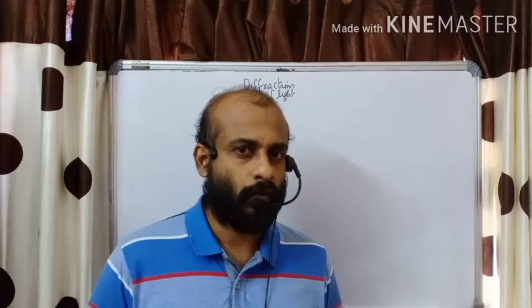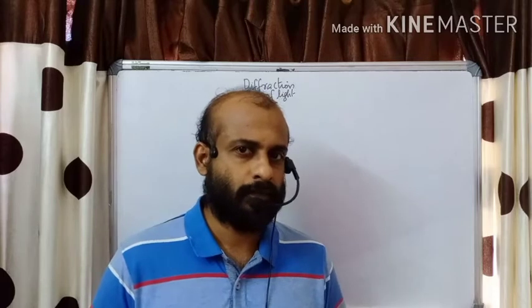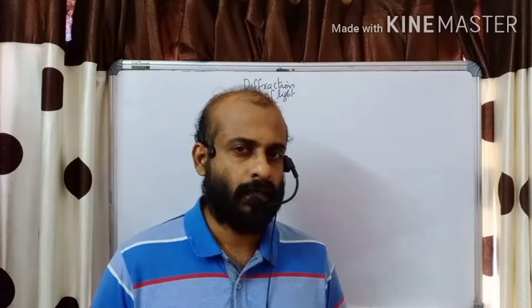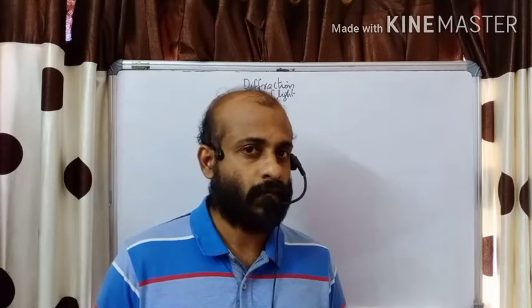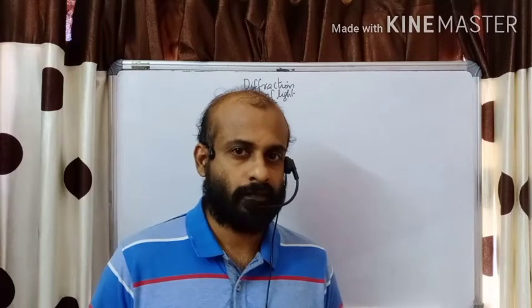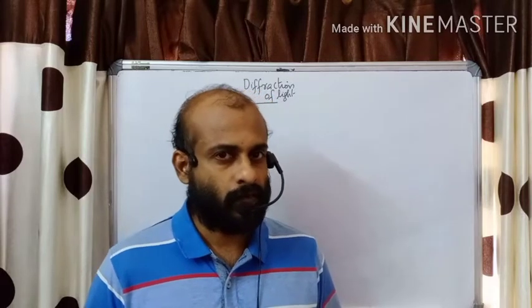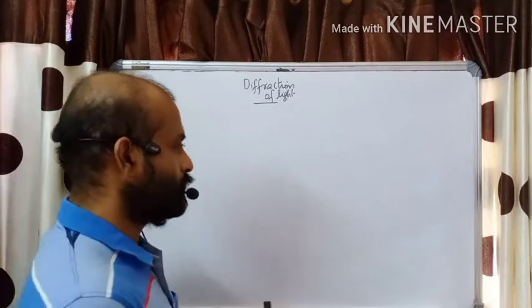Today we are going to see the topic diffraction of light. Diffraction of light means it is a bending of light at sharp edges and corners of obstacles. So to understand the concept, first we will see a diagram.